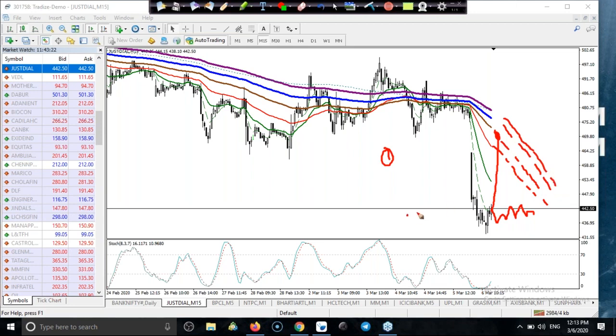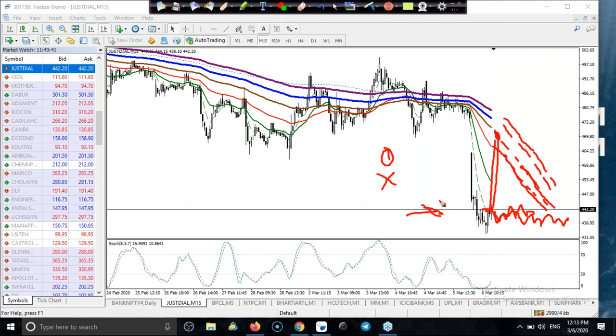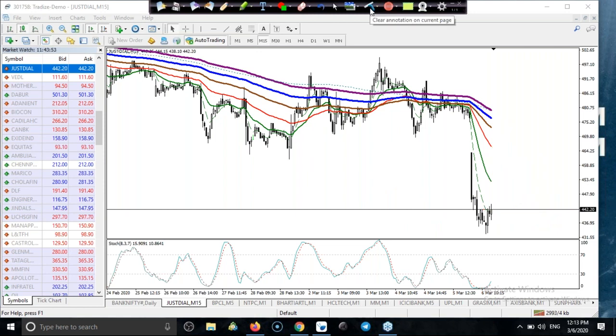Now the question is, those who are looking for buy in this area and expecting price to push up toward this moving average, it will be a risk, because sometimes price stays like that. If price goes sideways, then automatically the moving average will be somewhere here. So that is why there is no buy opportunity and no sell opportunity. That is why I told you to just wait and watch the market. Let this market be stable.